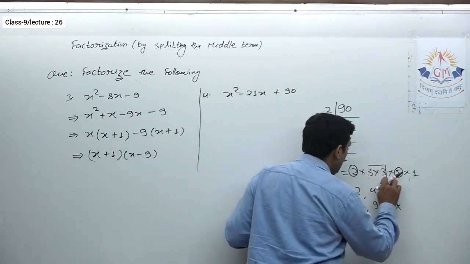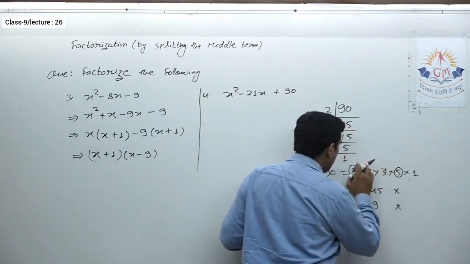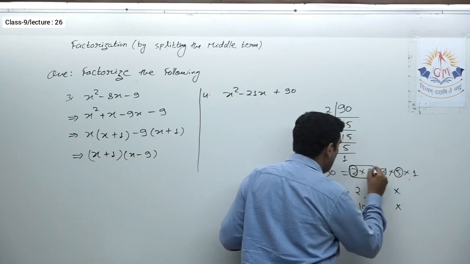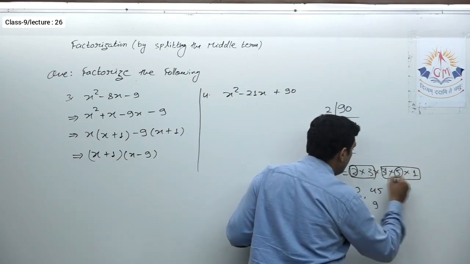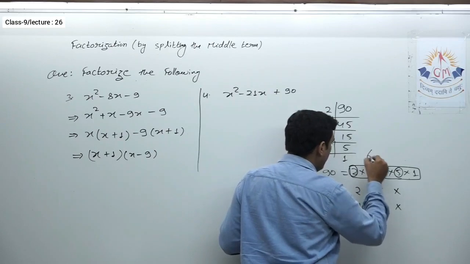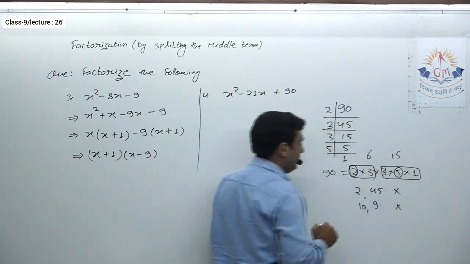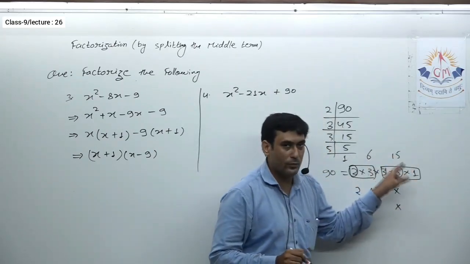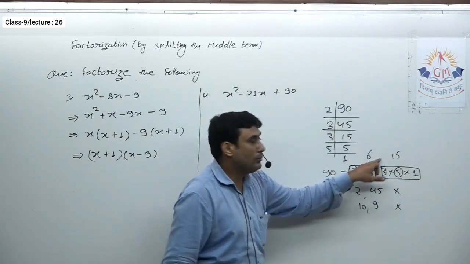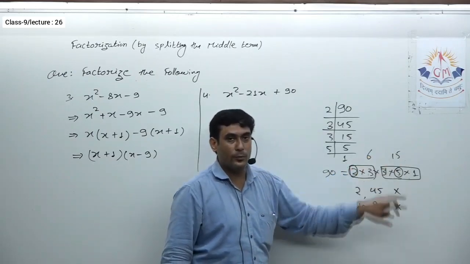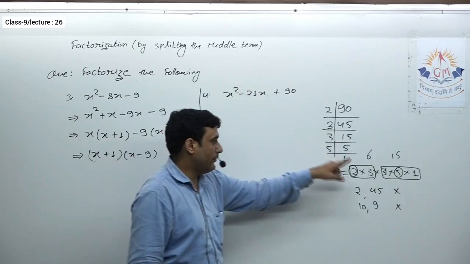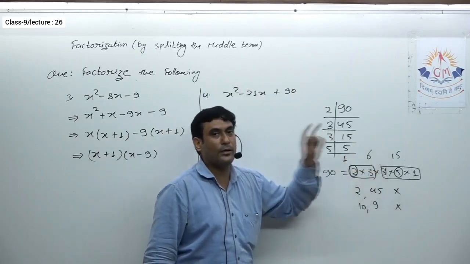Now what? Now let us take the first two in one group and the remaining three in the next group. That means this gives you 6 and this gives you 15. 2 into 3 is 6, 3 into 5 into 1 is 15. Now do check whether their sum or difference is 21 or not. Yes, definitely their sum is 21.